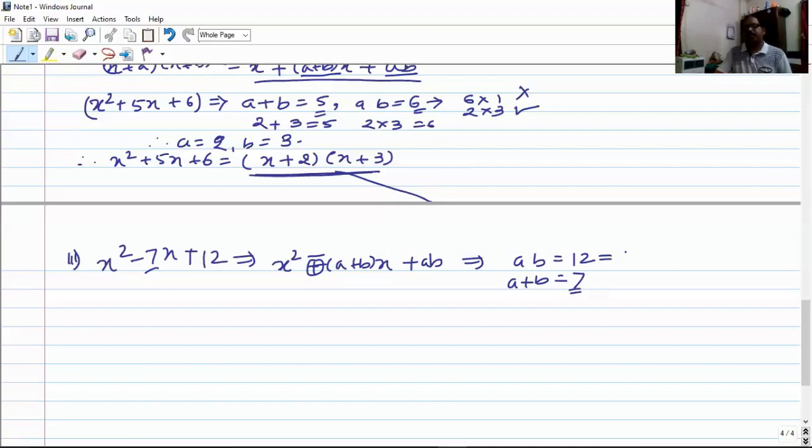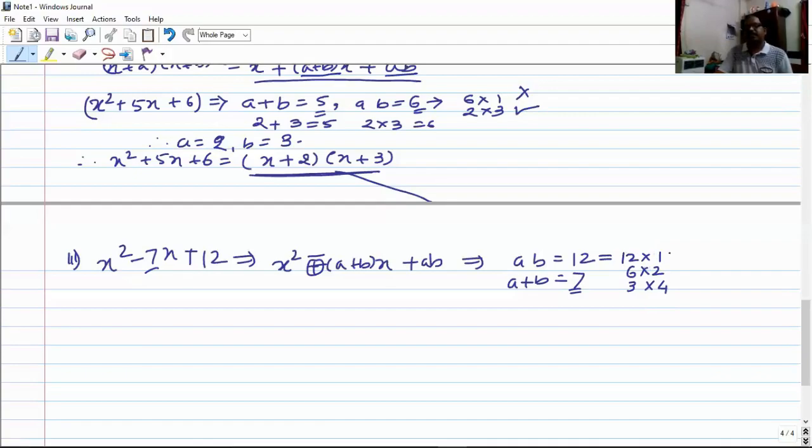So what are the possible factors of 12? The possible factors of 12 are, first factor is 12 into 1, after that we can have the factor as 6 into 2 and then the factor as 3 into 4. So these are the three possible factors of 12. So now one by one we'll check the sum of which pair is equal to 7.